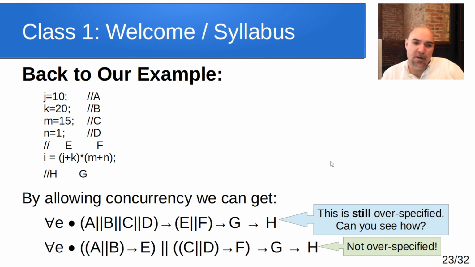But notice in our programming language, we have J equal 10, K equal 20, M equal 15, N equal 1, I equal J plus K times M plus N. That is specifying an order that's not necessary. We could actually relax that into something where they can overlap each other like this.